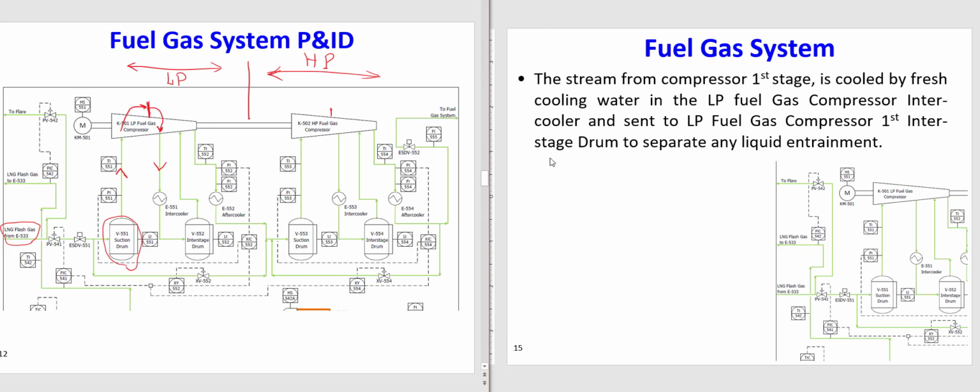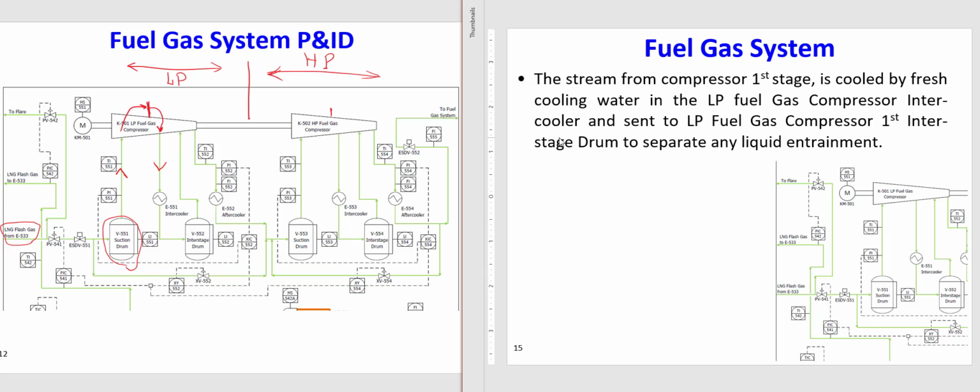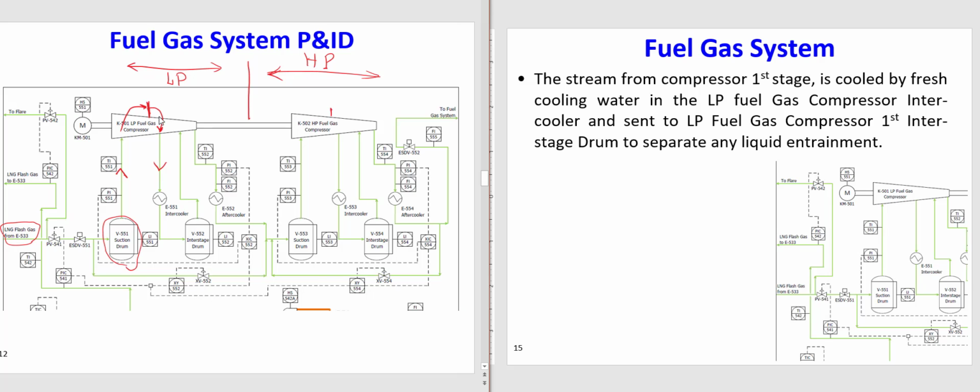The stream from the compressor first stage is cooled by fresh cooling water in the low pressure fuel gas compressor intercooler. Intercooler is this one. So after the first stage of the compressor, the pressure goes to almost 4 bars and the temperature is high. We send it to this intercooler and decrease the temperature, and then we send it to the interstage drum.